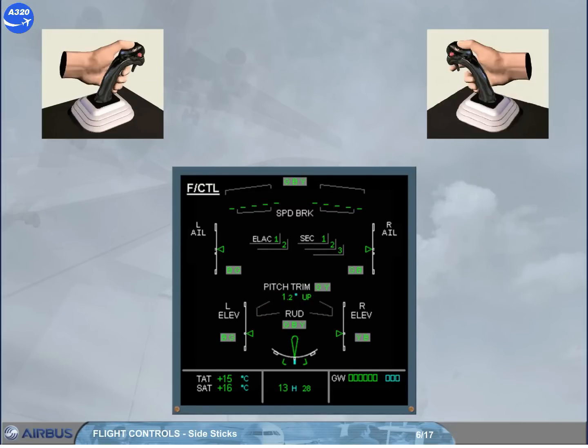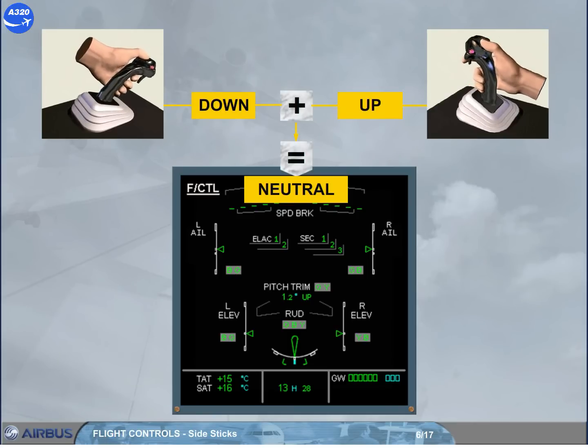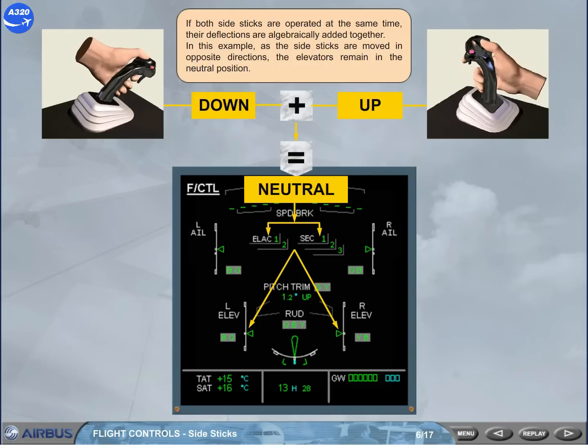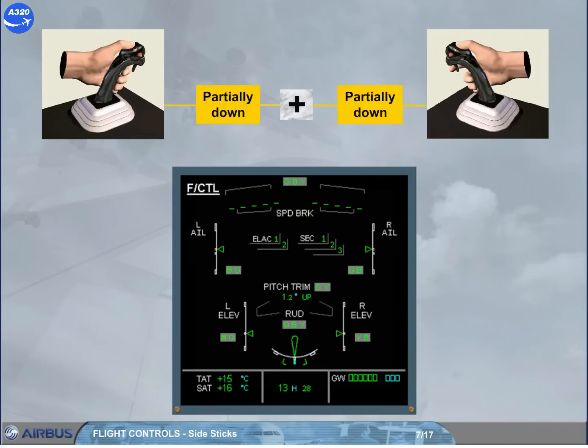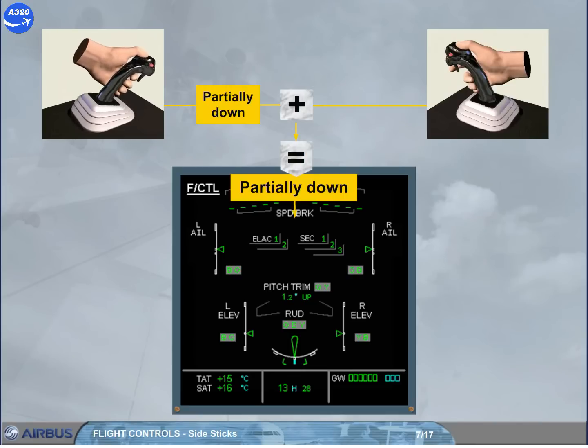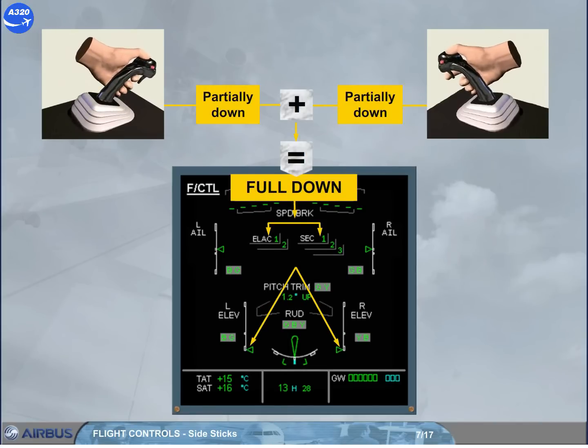If both side sticks are operated at the same time, their deflections are algebraically added together. In this example, as the side sticks are moved in opposite directions, the elevators remain in the neutral position. When both side sticks are moved in the same way, the total demand is never more than full deflection on only one side stick. Here, as both side sticks are moved forward, the elevators achieve normal full down deflection, but no more.